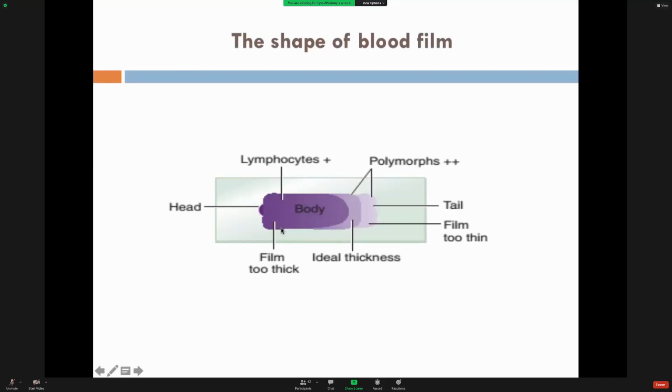The film is thick here, or very thin here, but in the middle it is usually an ideal thickness. This is the area of interest to look at for lymphocytes or any abnormal cells. Usually they prefer the middle, not too thick, not too thin, of peripheral blood smears. This is how the shape of a blood film looks.